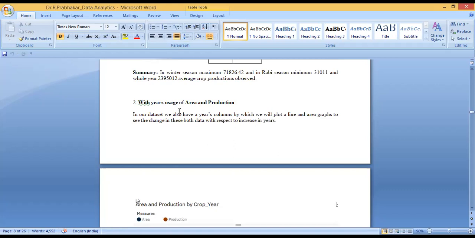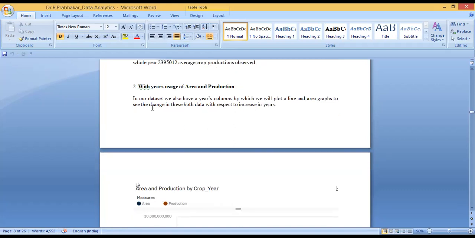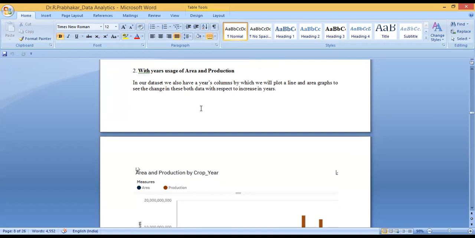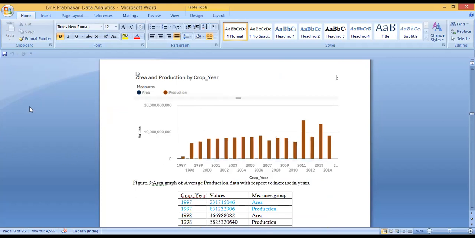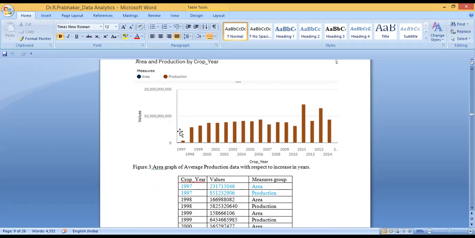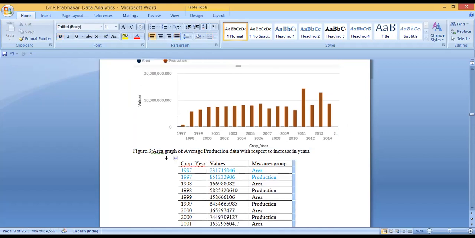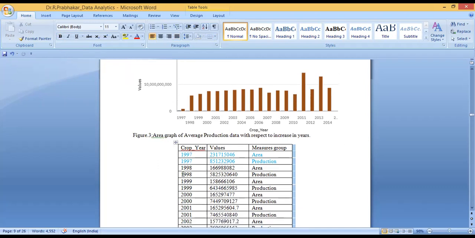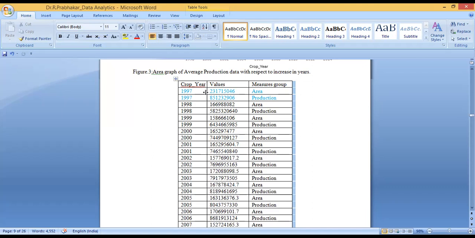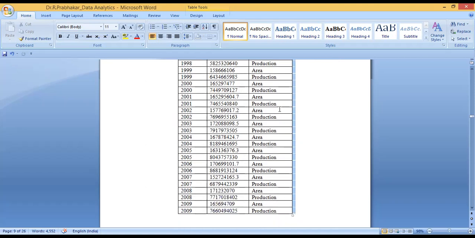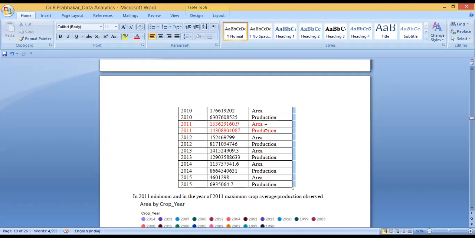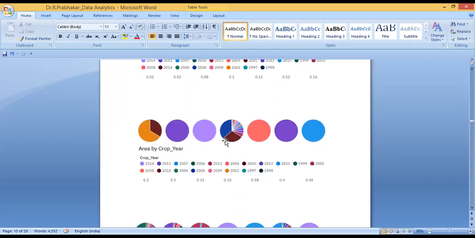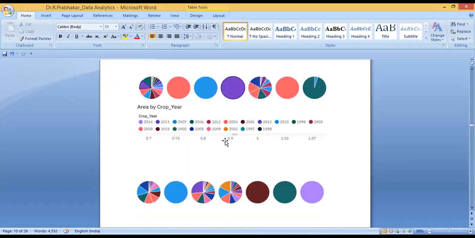Next, objective 2 is year-wise usage of area and production. In our data set, we also observed the columns for production and area. These items are dragged into the dashboard of the IBM window and we observe the column graph. These are the column graphs with respect to the year, increasing from 1997 to 2014, and we observe the values. The crop year 1997 values are indicated in blue. These are the minimum values, and maximum values are observed in the year 2011 in area and production. The pie charts are also observed.